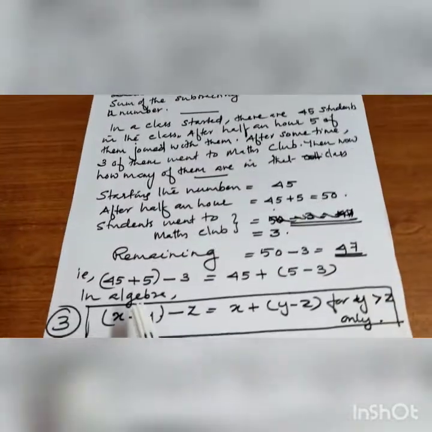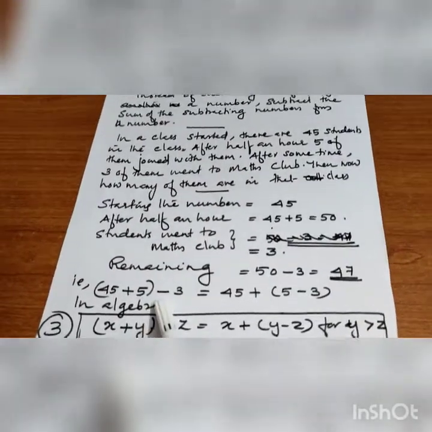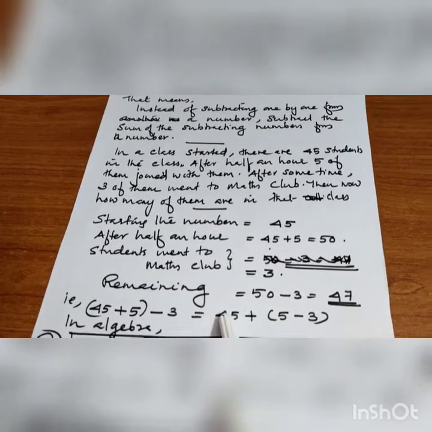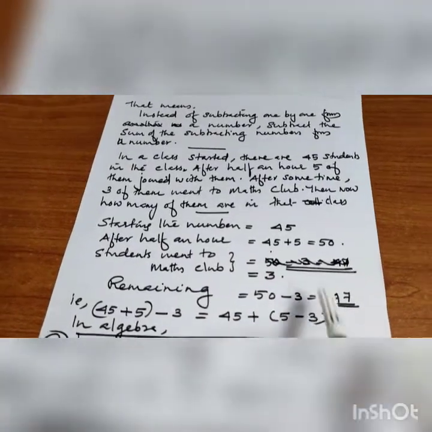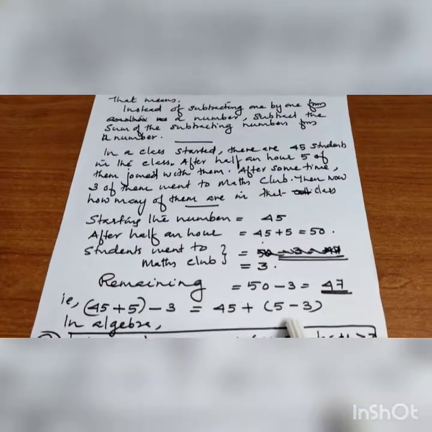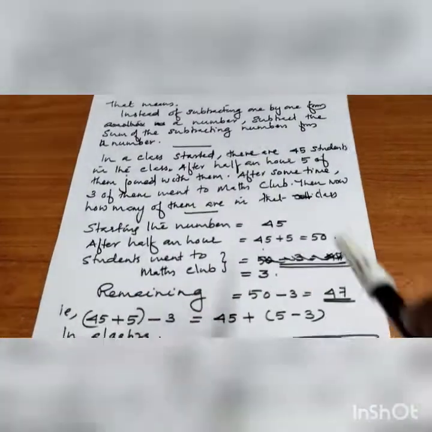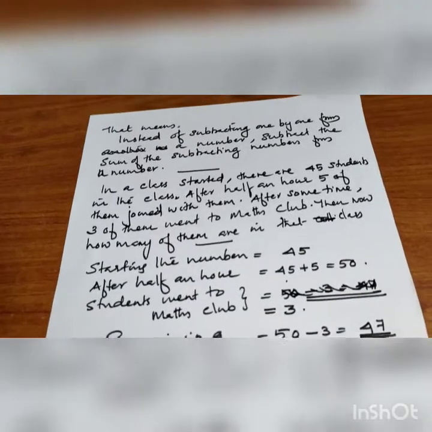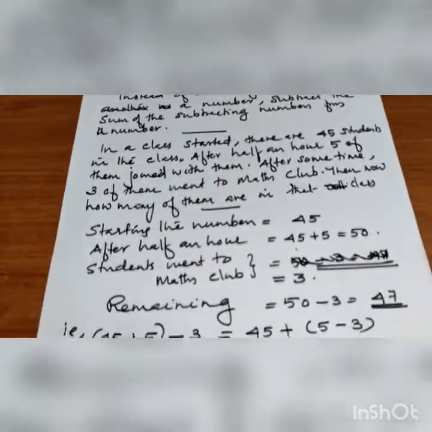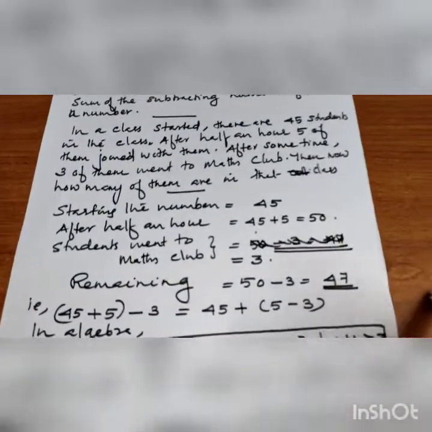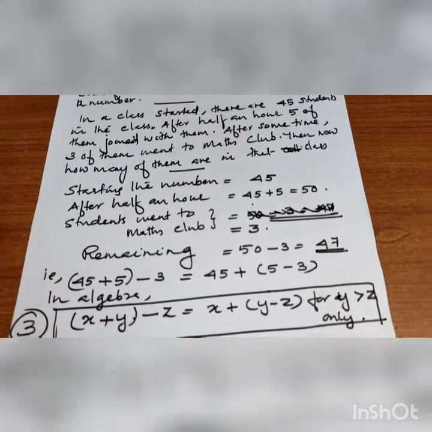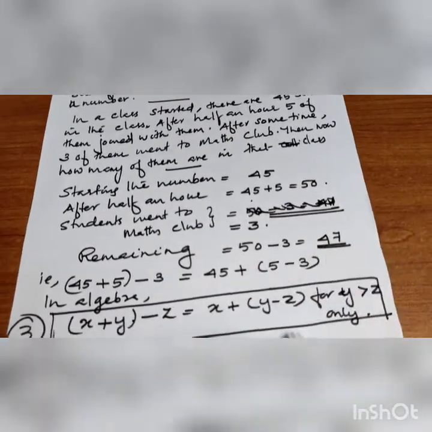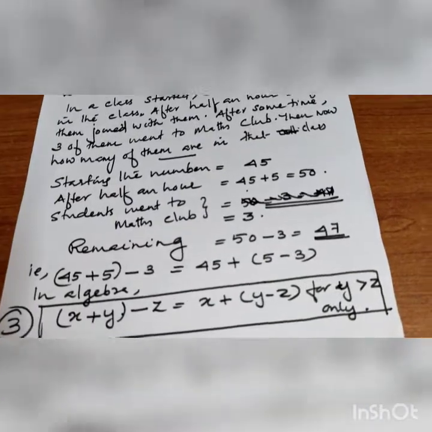That is, 45 plus 5 minus 3 is equal to 45 plus 5 minus 3. We take the 3 from that latecomers 5. But this is only possible when the latecomers are more than the students that went to maths club. If it is reverse, 3 of them are latecomers and 5 of them went to maths club, that is not possible.